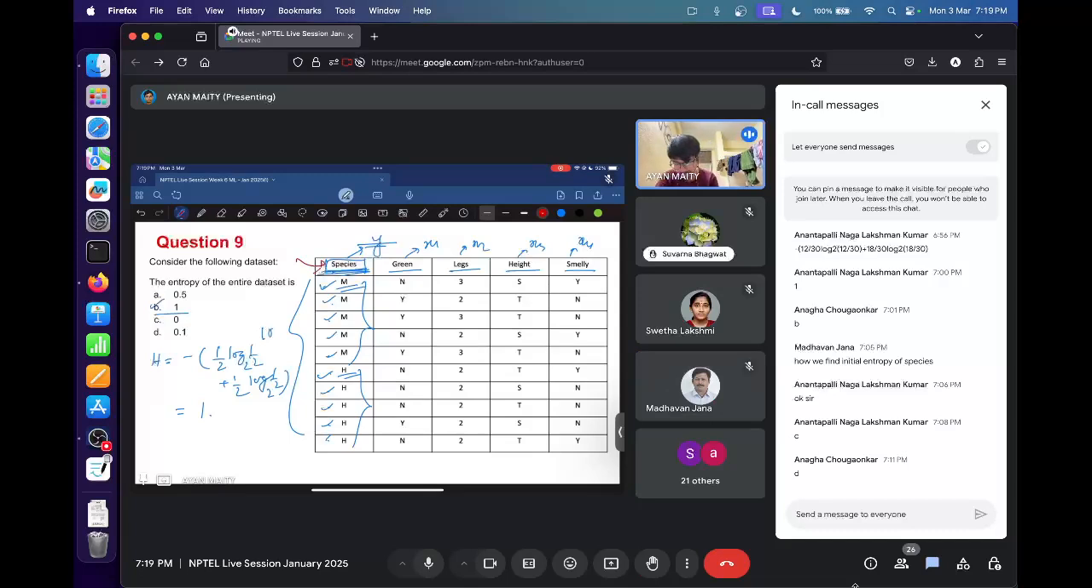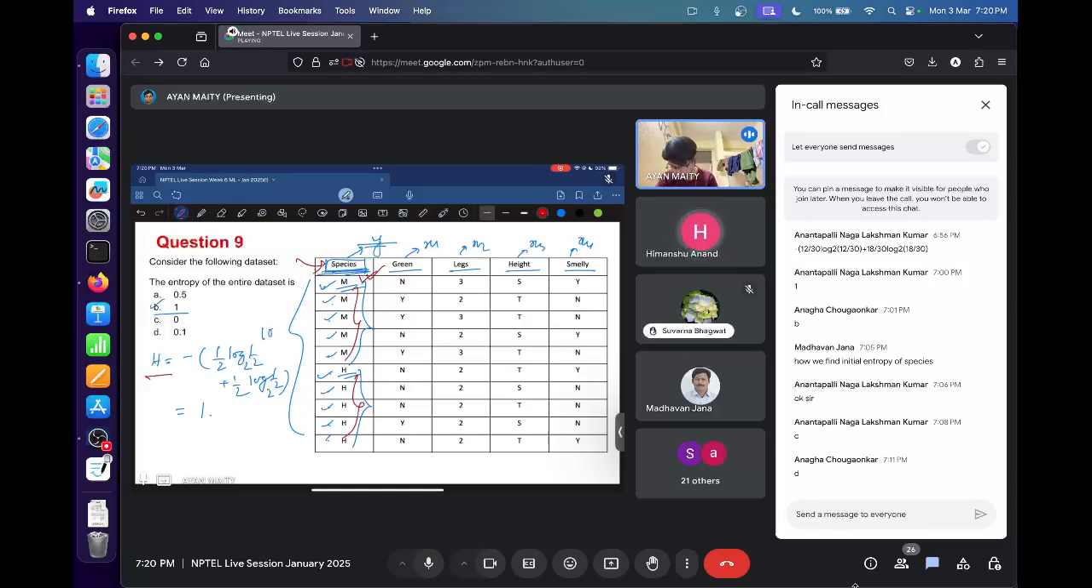So species is the class variable. You have to find out the entropy of the species. That would give you the entropy of the entire data set. There are 5 m values and 5 h values, so the probabilities for species should be half and half.